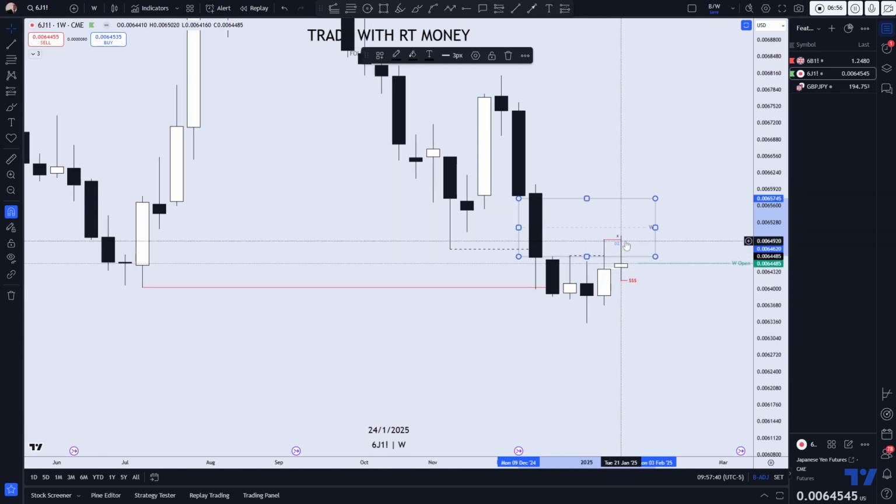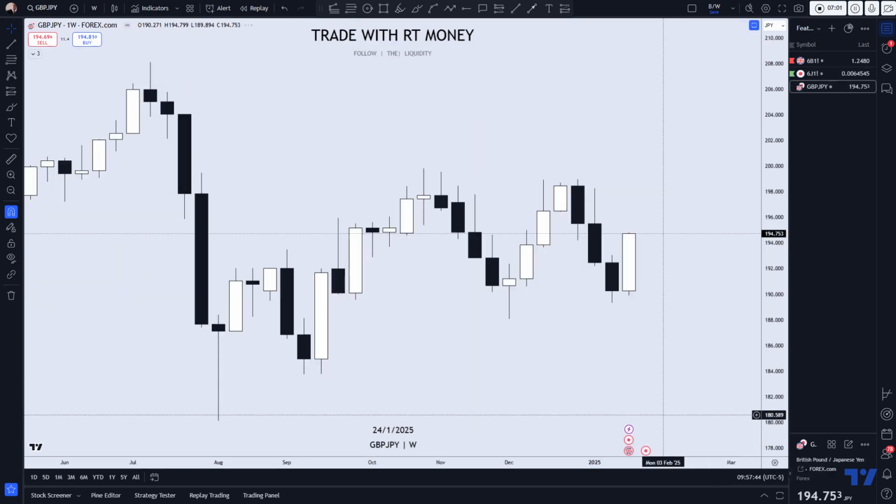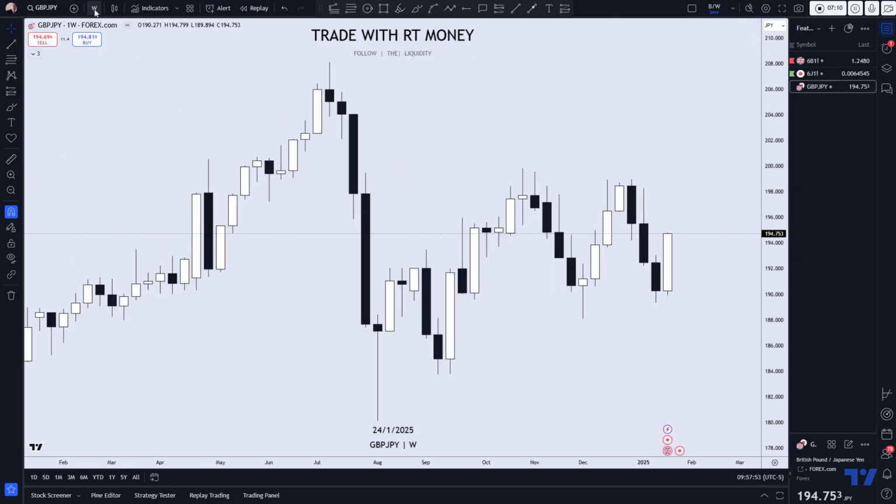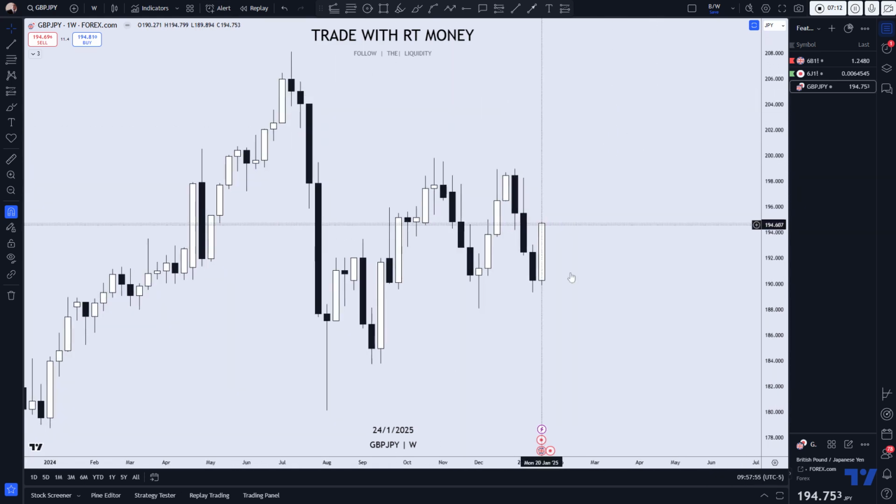Currently, in the near term, the Japanese yen seems pretty weak in comparison to the pound. Now we're going to the pound-Japanese yen chart right now. We're looking at the weekly. You can see that strength in the pound.